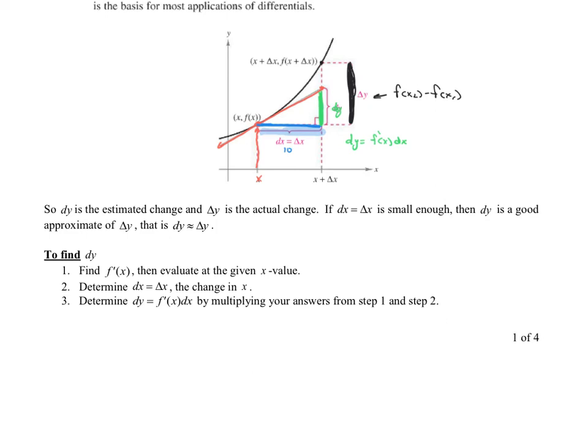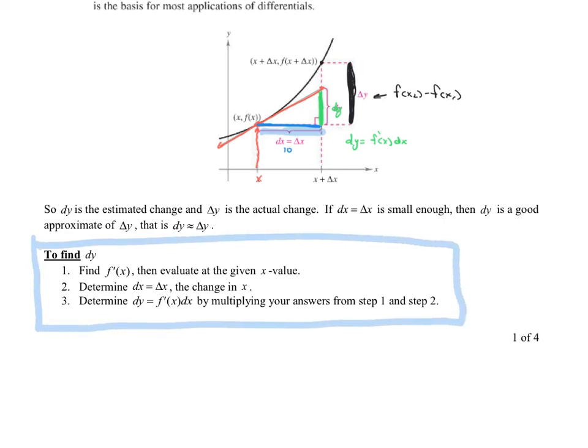So we have two things that we need to find. The first thing we need to find is dy. How do you find dy? Find the derivative, plug in the x value, and then multiply that times the change in x. So find the derivative, plug in the x value, take whatever you just got, and multiply it times the change in x. Continue on to see what we do for the actual change in y.